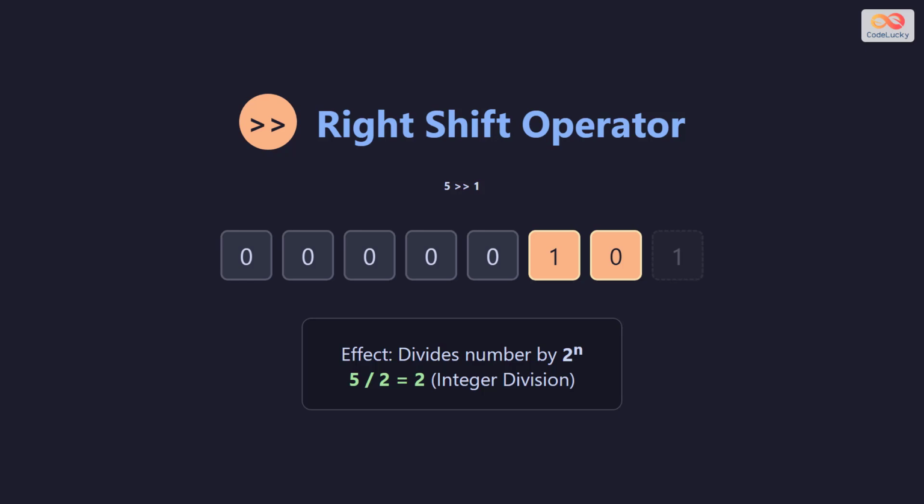Conversely, the right shift operator, 2 greater than signs, moves bits to the right. The bits that slide off the end are lost. For positive numbers, this is equivalent to dividing by 2 and dropping the remainder, also known as integer division.